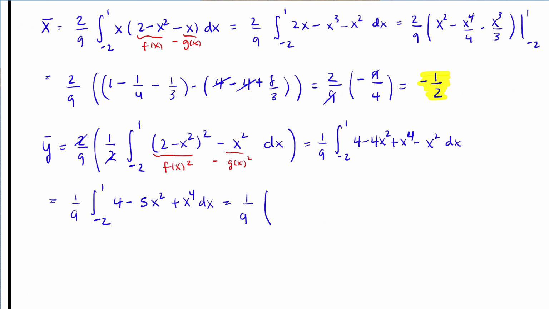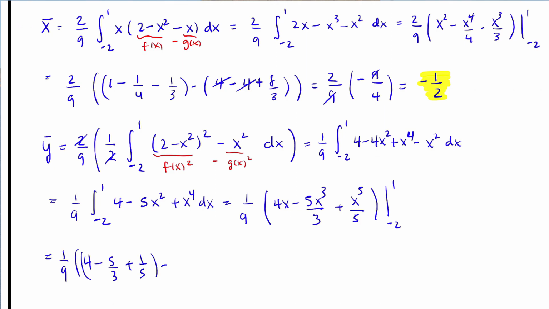1 over 9. Compute each antiderivative individually. I get 4x minus 5x cubed divided by 3 plus x to the 5th divided by 5. This thing evaluated from -2 to 1, times 1 over 9. If I substitute 1, I get 4 minus 5 over 3 plus 1 over 5. And then if I substitute -2, I get -8. And then -2 cubed is -8 times -5, I get plus 40 divided by 3. And then -2 to the 5th is equal to -32 divided by 5.